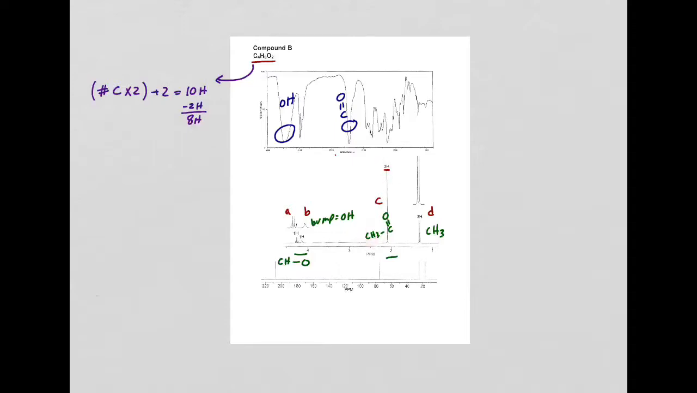I have a CH3. The ppm is 2. I know when I have around 2 ppm, it's probably next to a carbonyl. I want to put that down. I feel pretty good about that.